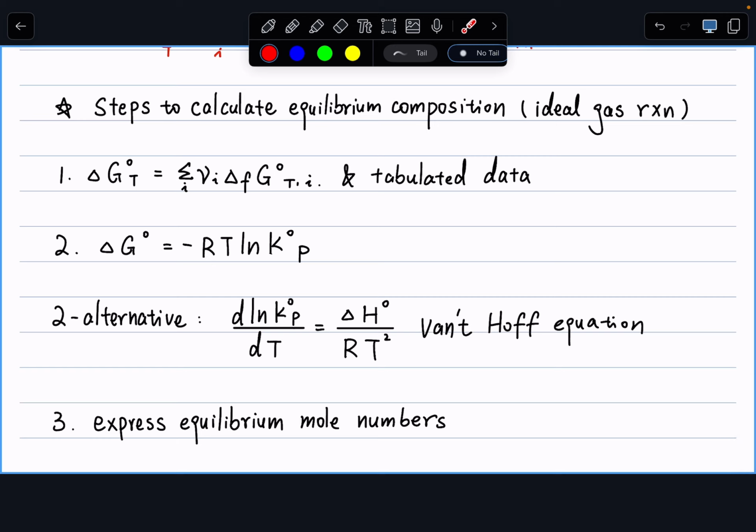First, we calculate delta G naught of the reaction from the appendix table data. That's the Gibbs free energy of the reaction. We use delta G naught equals negative RT ln K to solve for the equilibrium constant. Now this is for our reaction at 298 Kelvin. If the reaction is not at 298 Kelvin, we might need to adjust the Kp naught into the new equilibrium constant at a different temperature using the Van 't Hoff equation. So this one is optional, may be applicable.